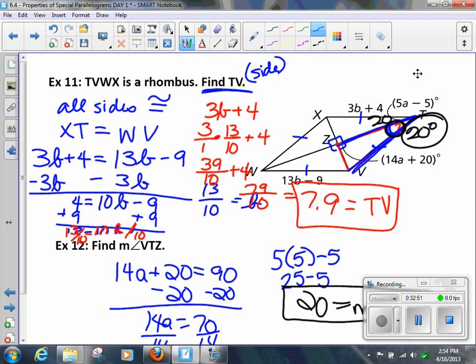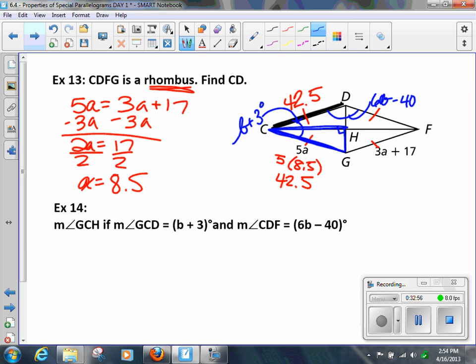Oh my goodness gracious. Because I just go from what it says. If it says GCD, I start at G, I go to C, I go to D. And that's this angle right here. Okay? The second piece said CDF. So I've got CDF. It's talking about that whole angle right there, Justin. Okay?